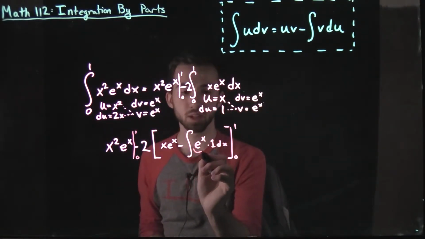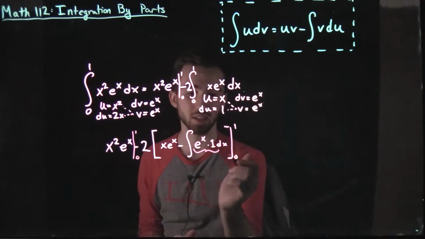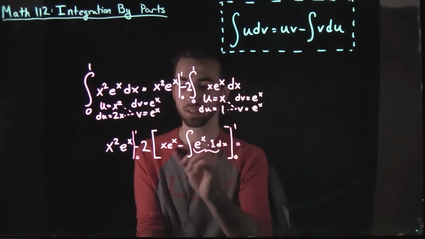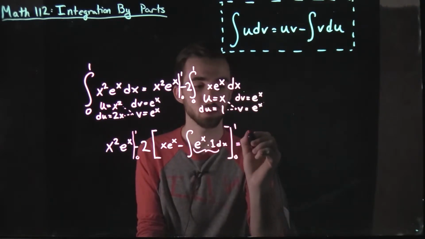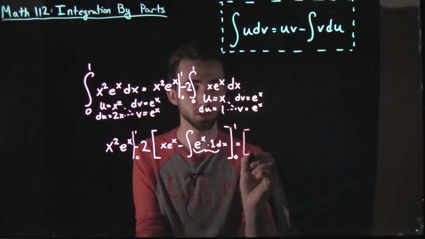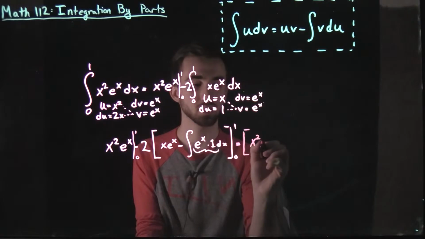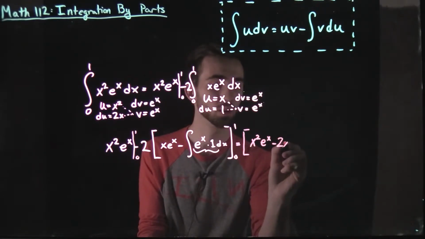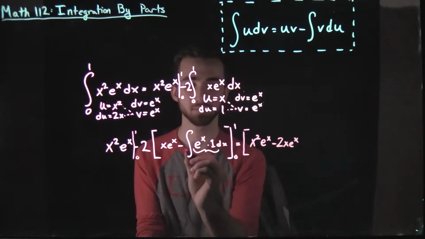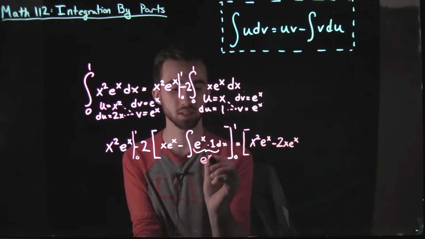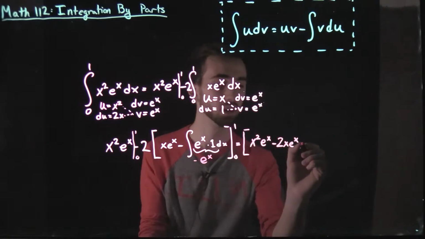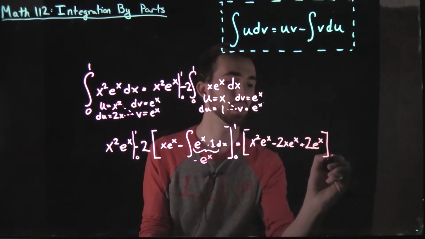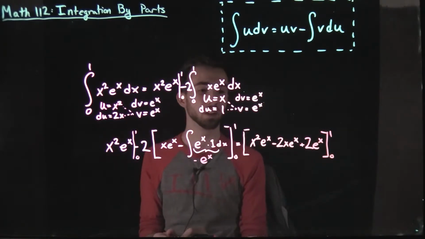And then, of course, we can just take this integral, it's just e to the x, and then if we distribute everything out, we end up with the integral, I'm going to put it in brackets, x squared e to the x minus 2x e to the x. This integral is just e to the x, and there's a minus sign right there. So this becomes plus 2 e to the x. And then the entire thing is evaluated from 0 to 1.